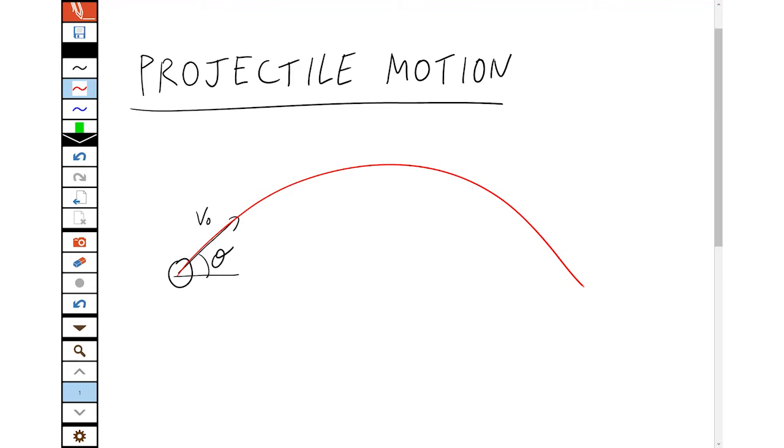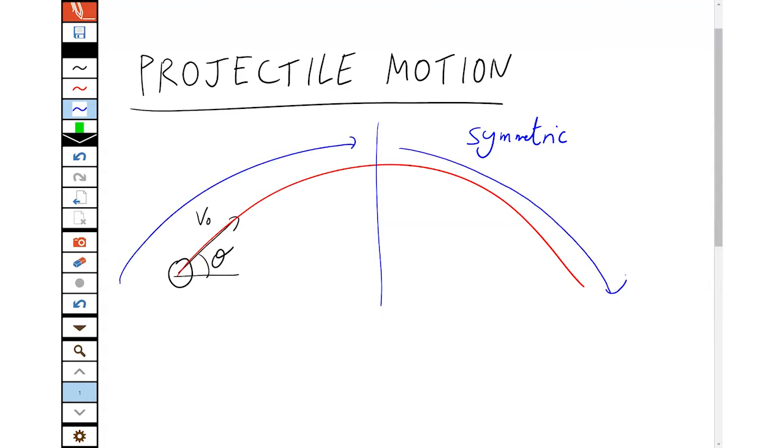But either way, we deal with this shape, the parabola, and there's a couple of properties about it which are useful. The first is that it's symmetric. So it takes just as long to go up as it does to go down. So if it takes 10 seconds to rise that height, it'll take 10 seconds to fall down. It's also symmetric in speed: if the launch speed at this point was 20 meters per second, then at the same height over here, the speed would again be 20 meters per second.